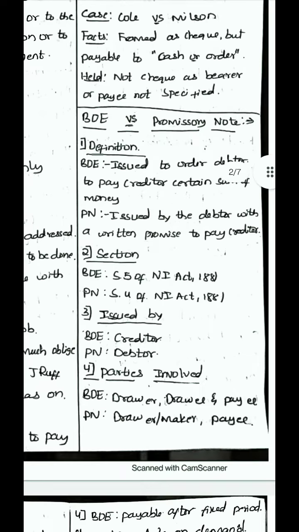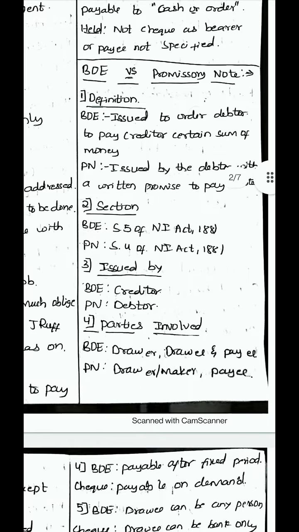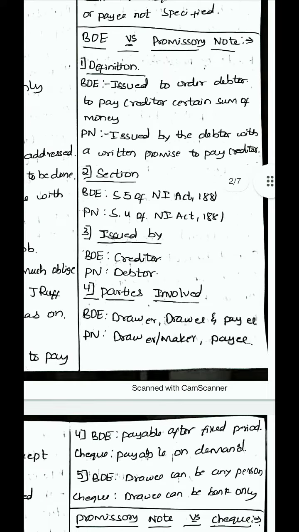The next is the difference between a bill of exchange and a promissory note. The first is the definition. A bill of exchange is issued to order the debtor to pay the creditor a certain sum of money. We are ordering someone else to pay money on our behalf. But a promissory note is issued by the debtor himself and he is promising to pay. In a promissory note, the person who is making the instrument is promising to pay.